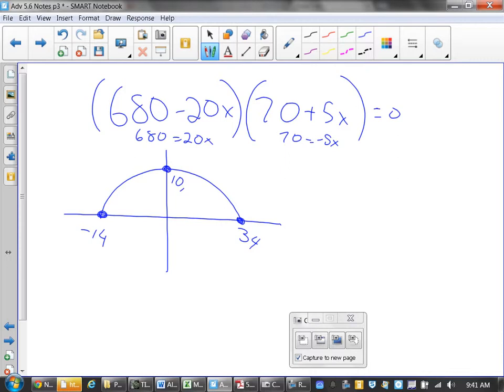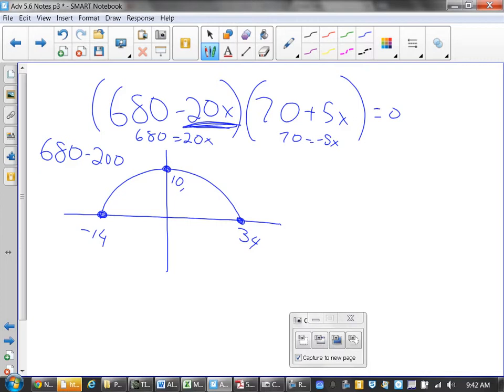So that means, if you reread the question, it asked us, how much should the manager charge to maximize the monthly revenue? So what should I charge? Well, I need to use that x value of 10. So that means I multiply 10 into here, and I get 680 minus 200. So in order to maximize my profits, how much did I sell a camera for? 480. And what was that maximum value then? 57,600. That's a lot of cameras.